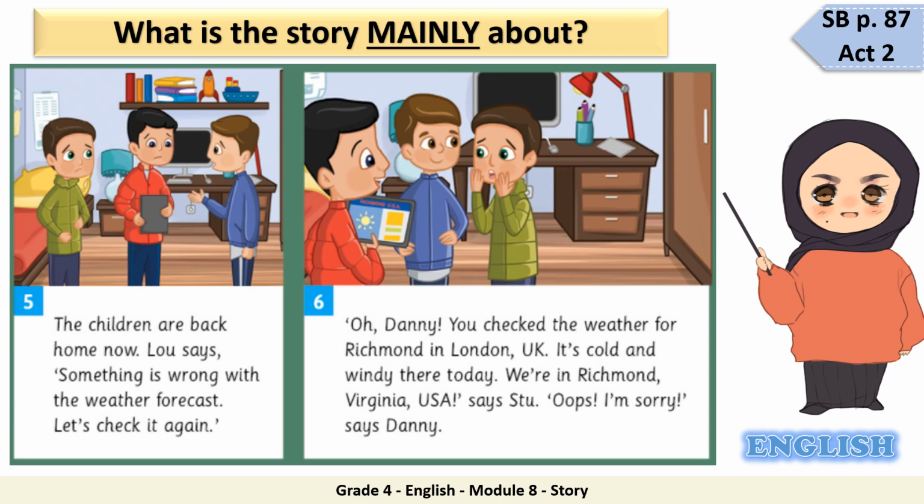The children are back home now. Lou says, Something's wrong with the weather forecast. Let's check it again. Oh, Danny, you checked the weather for Richmond in London, UK. It's cold and windy there today. We're in Richmond, Virginia, USA, says Stu. Oops, I'm sorry, says Danny.